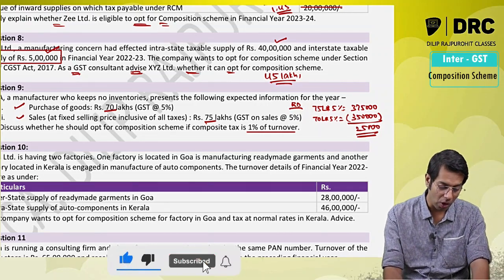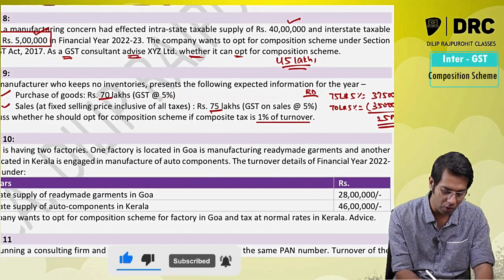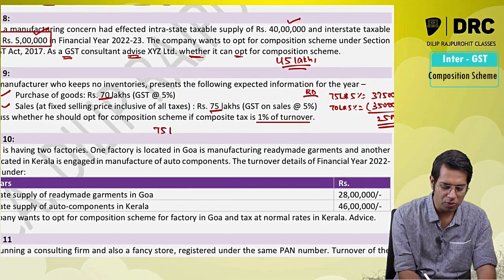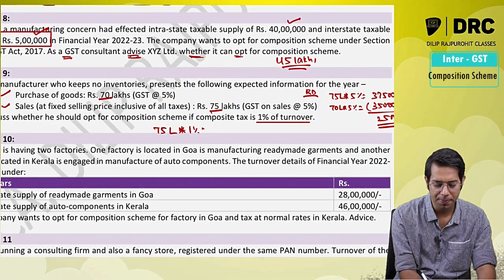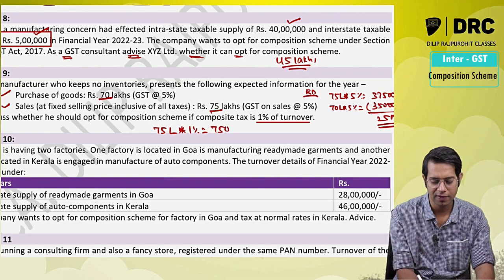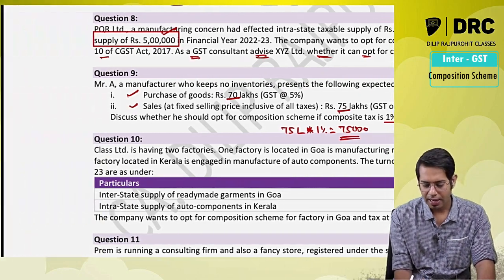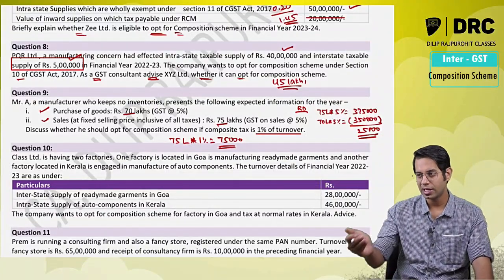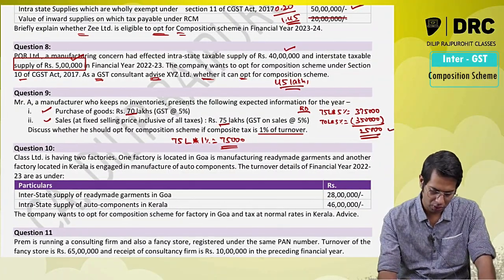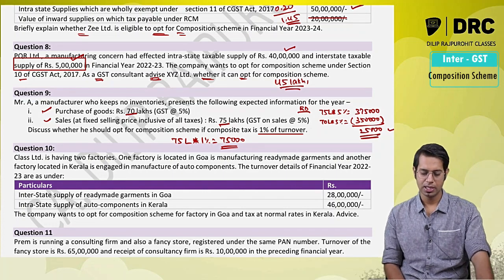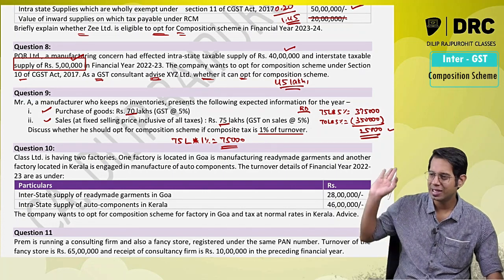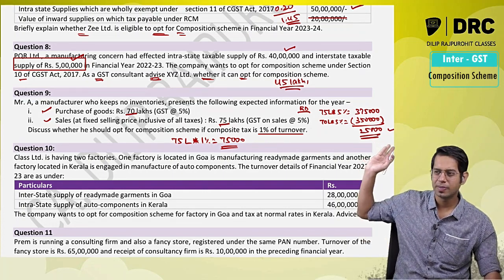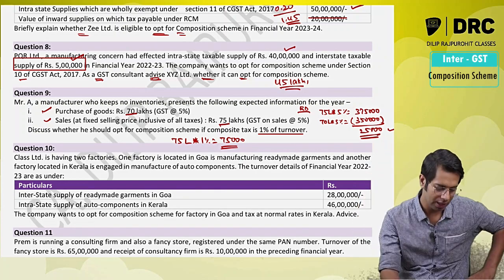Then if I opt for the composition scheme, if you are a composition dealer, 75 lakhs into 1%, straight away you will have to pay 75,000 rupees tax, and the entire tax is required to be paid by you in cash only. You cannot take input tax credit and you cannot collect from your customers. So what is better for him? Obviously not opting for the composition scheme is better; opting for the regular scheme is better for him.